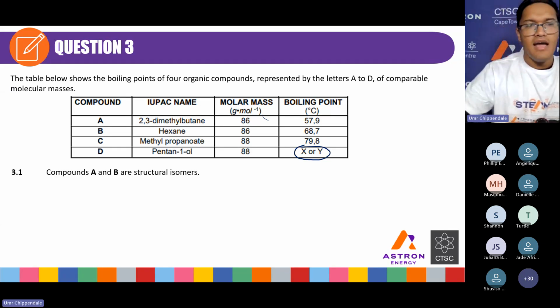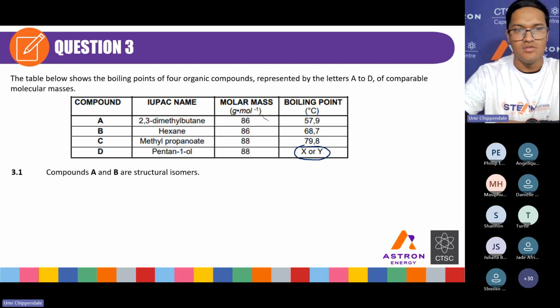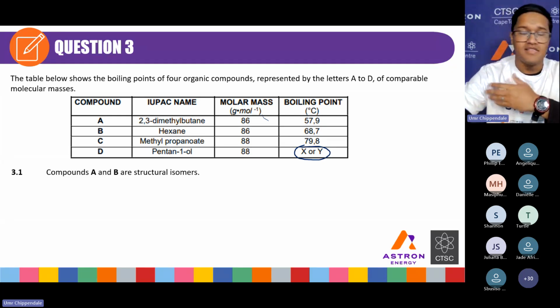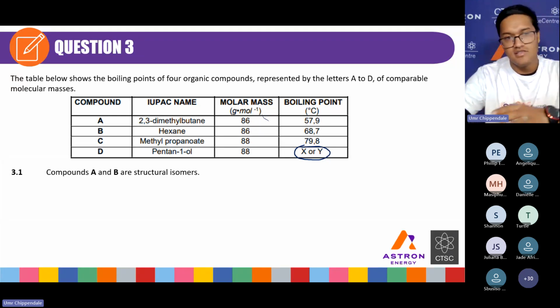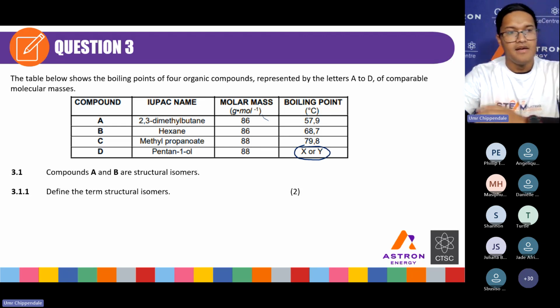Compounds A and B are structural isomers. So that means both of them have the same molecular formula. You find the exact same carbons and hydrogens within both of them. It's just spaced out differently. How the structural formula looks is going to be different.